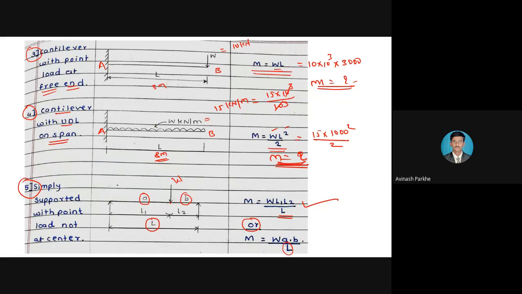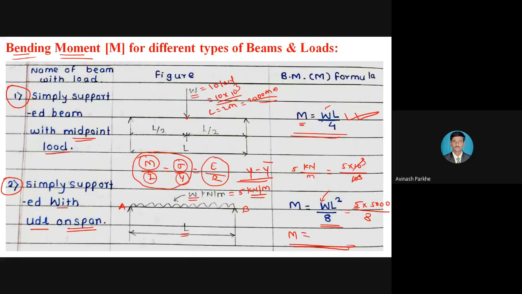So these are the 5 standard cases and their formulas we have to keep in your mind, or you can take this particular all the 5 standard cases in your notebook. So it will be useful for your further calculation. So therefore here the bending moment as a capital M for different types of beams and loads.